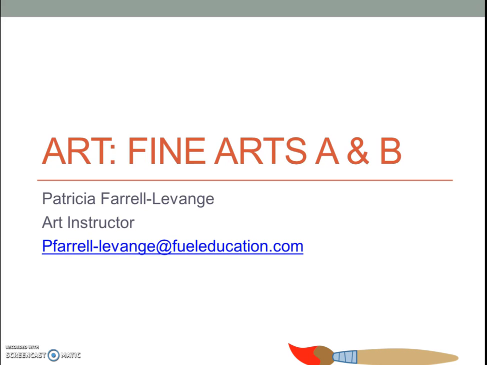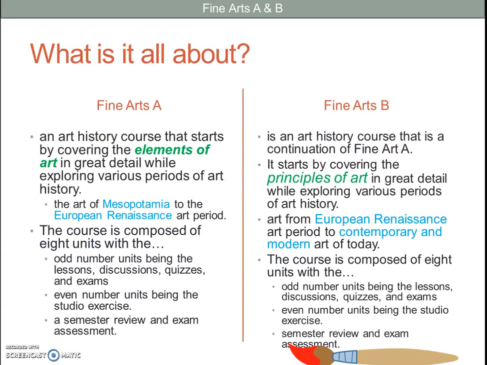Okay. So the first course that we're going to look at is Fine Arts A and B. Fine Arts A and B are two separate courses, but they work together. Fine Arts A is an art history course that really explores the elements of art in great detail. It is a large art history course, so you're exploring various periods of art history. You begin by exploring early art history of the Mesopotamian times and move all the way to European Renaissance times. The beauty of this is that you only explore half of the art history periods, but you're going to move all the way on in the Fine Arts B course.